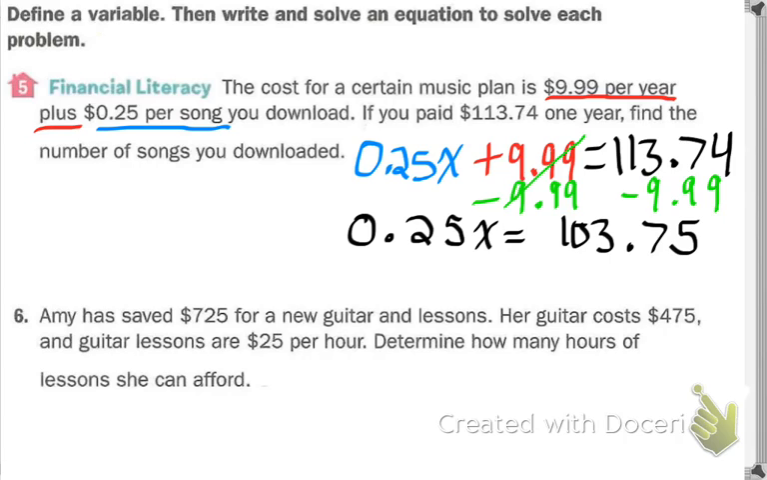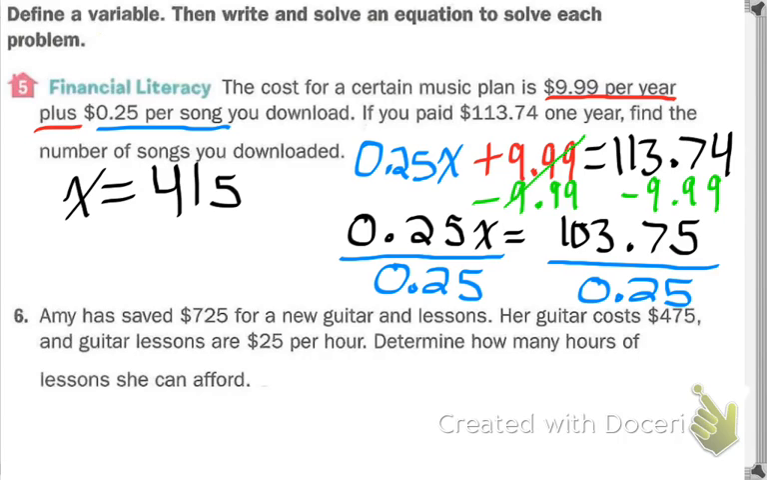Now get rid of the coefficient. So this means X equals 415. And so you would say he downloaded 415 songs in a year. So remember, your variable X represented the number of songs you download. You should write that down. And then his final answer was he downloaded 415 songs in this year.